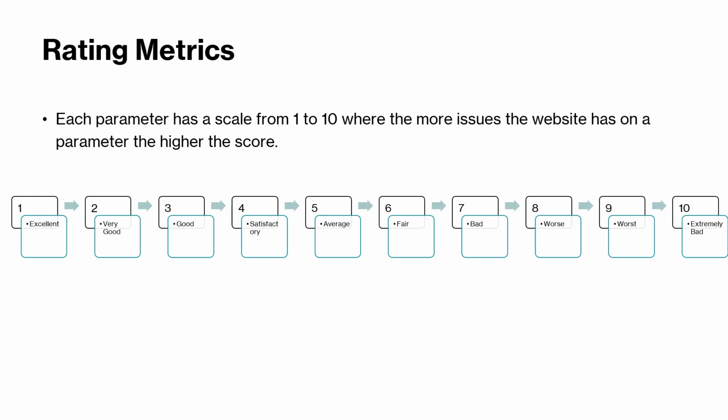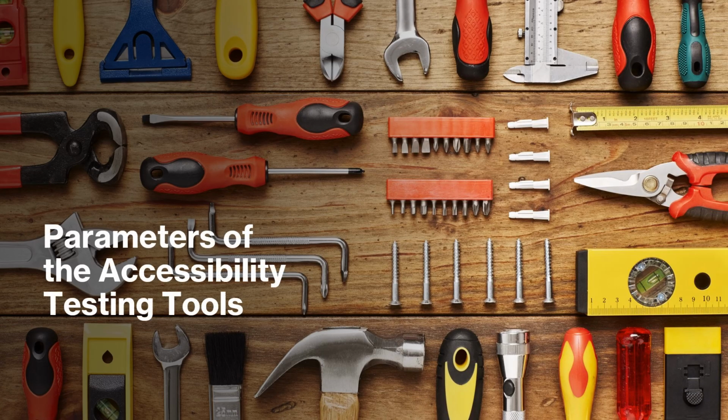Now, we did a rating metrics for them. Each parameter has a scale from 1 to 10, where the more issues the website has on a parameter, the higher the score. So if the parameter has 10, that means this website was full of issues on that parameter. If it had 1, that means it had little to none issues. Next, we go on to the parameters of the accessibility testing tools.